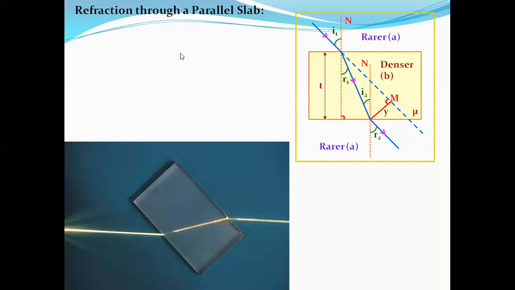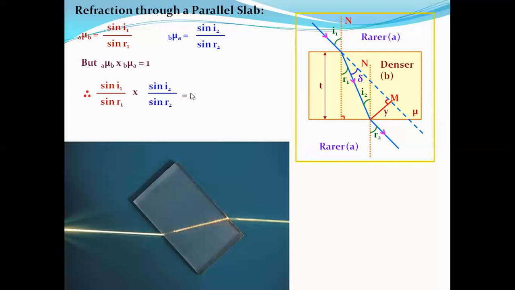And if we take the equations, aμb is sin I1 by sin R1, and if we take the equation bμa, when the light goes from denser to rare, then bμa is equal to sin I2 by sin R2. And we know from the previous slide that aμb multiplied by bμa is equal to 1. Now we put the values here, and we know the result is 1. And here I1 and R2 must be equal, since R1 is not equal to I1.